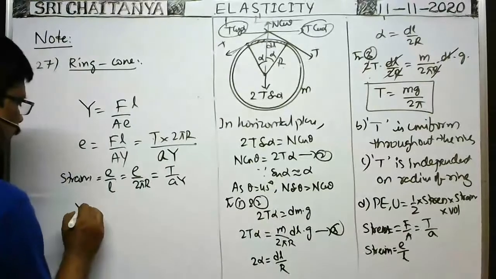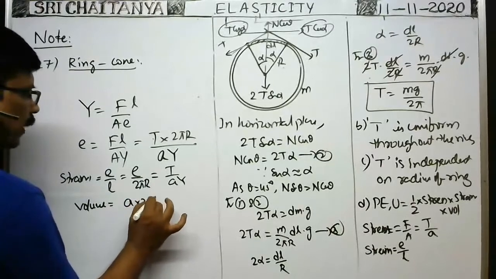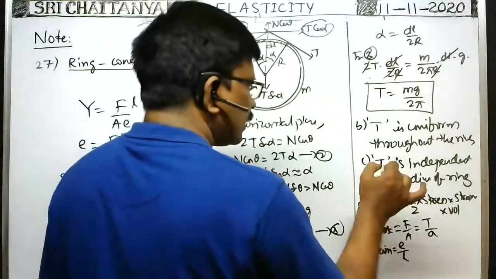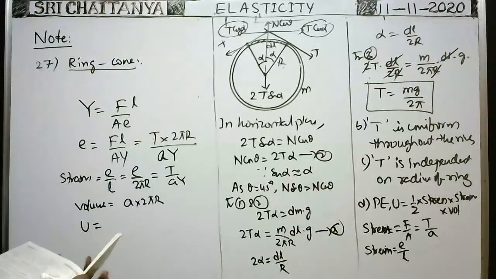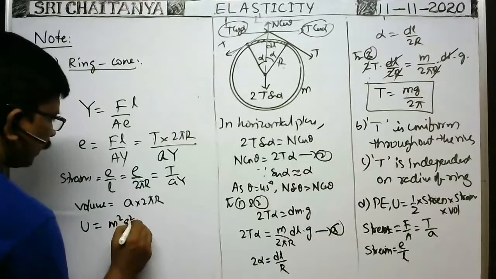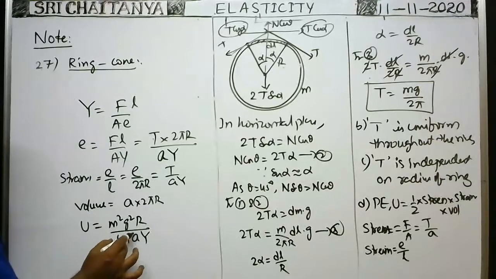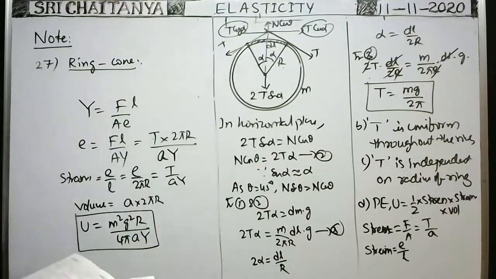Next, what about the volume of the ring? Volume of the ring means area of cross section of the wire into length of the wire, which is equal to 2 pi into capital R. It is the volume of the entire ring. So we know everything. If you substitute in this formula, then after simplification you will get U is equal to M square D square R by 4 pi small a into Y. Here A is the area of cross section of the ring, Y is the Young's modulus, R is the radius of the ring, M is the mass of the ring. So the potential energy stored in the ring is this one.